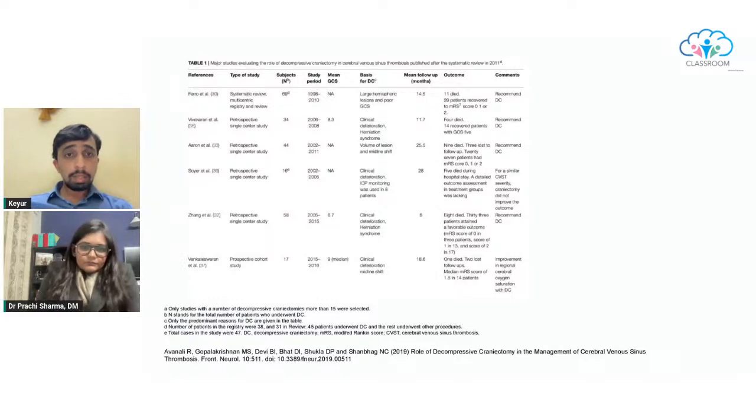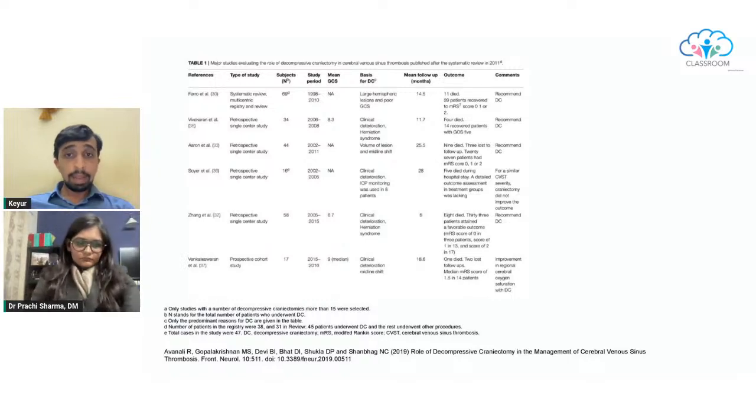So these are the various studies which have evaluated the role of decompressive craniectomy in CVT patients. In the earlier studies, before 2010, we could see that amongst the patients who were operated, a majority died: in 69 patients, 11 patients died; in 34 patients, 4 died; in 44 patients, 9 died. But in the recent studies, you can see the deaths have decreased: from 58, 8 patients have died, and in 17 patients, in the one more study which Dr. Prachi also mentioned, Venkateshwaran, only one patient died.